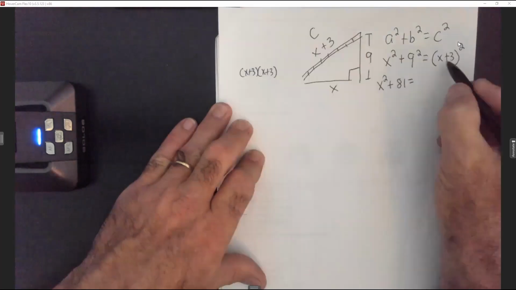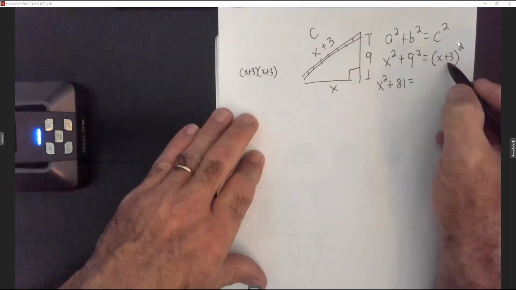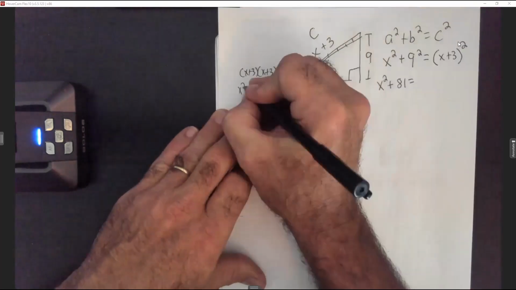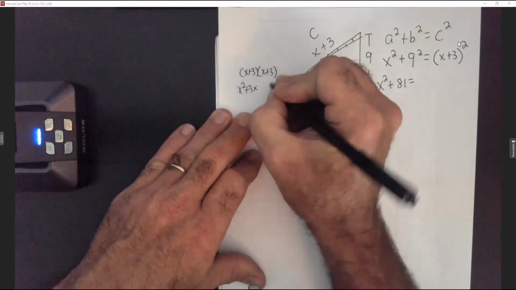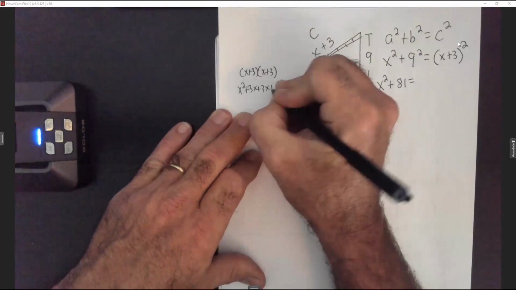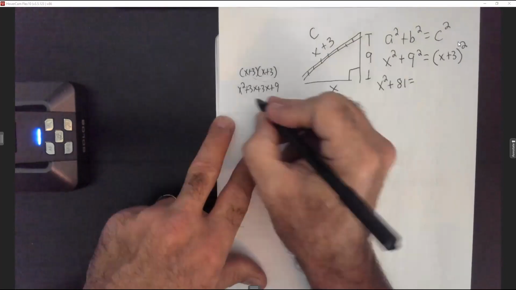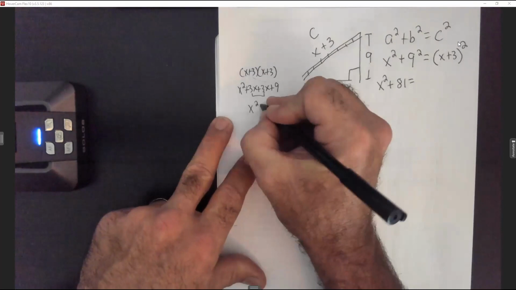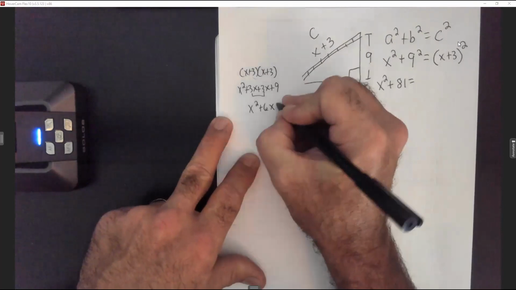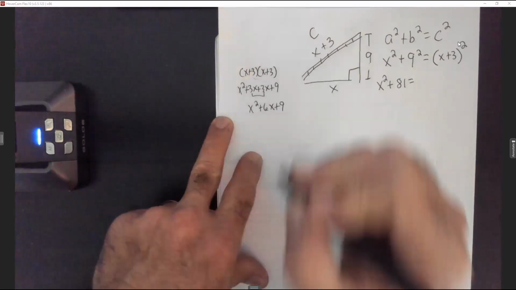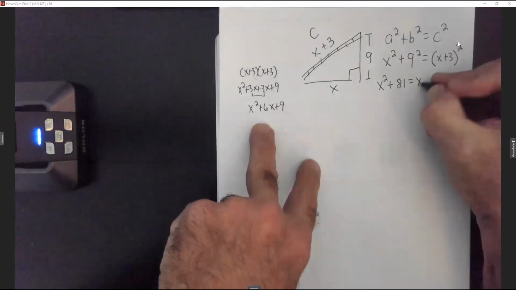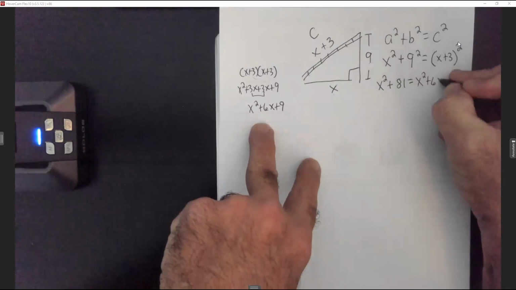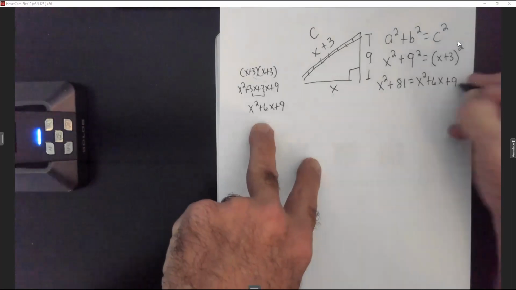So if we FOIL out x plus 3 times x plus 3, we get an x squared plus a 3x plus 3x plus 9. And I'm going to add like terms. So I get an x squared plus 6x plus 9. So that goes on the right side: x squared plus 6x plus 9.